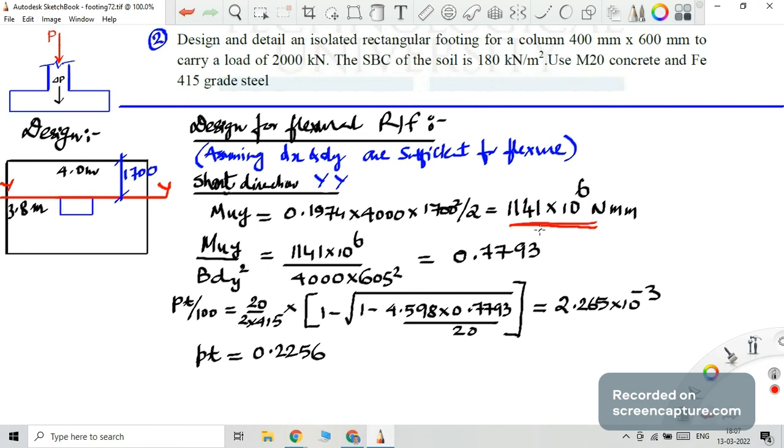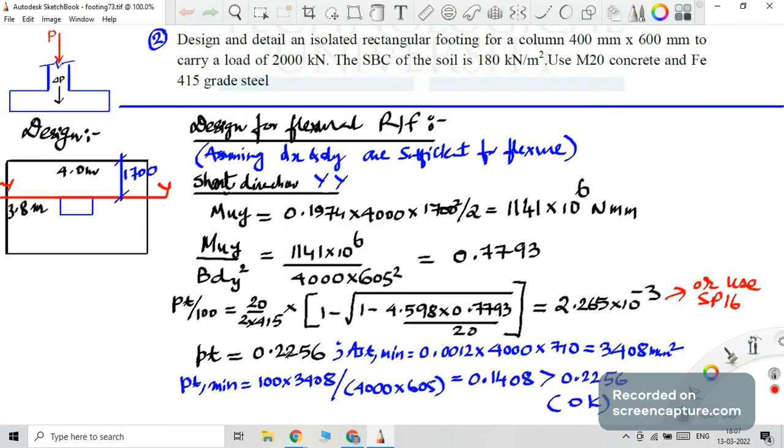1141 into 10 raised to 6 Newton millimeter. Then calculate Mu by bd square and use SP16 or this formula. Using that formula, you are going to get a pt as 0.2256. This is also greater than our pt minimum as per code. AST minimum and PT minimum. PT minimum is only 0.1408. That is less than the PT requirement based on moment.